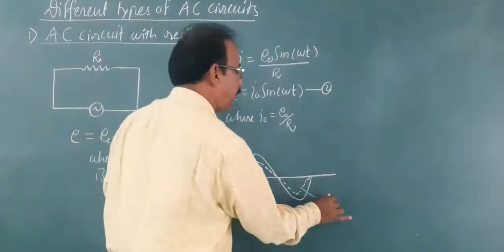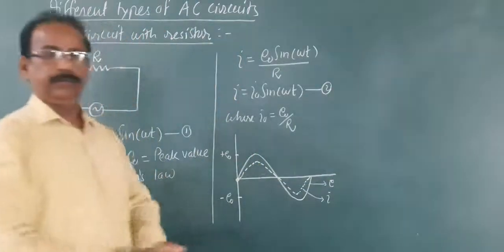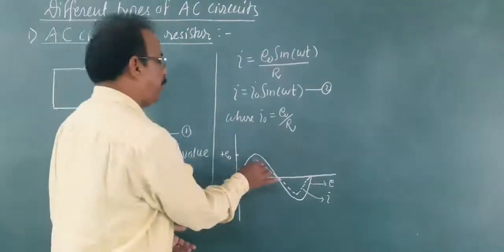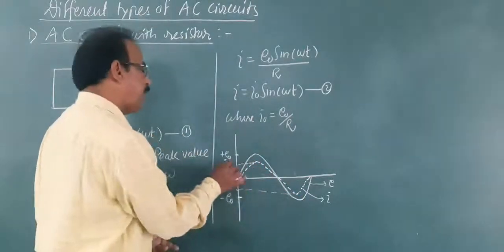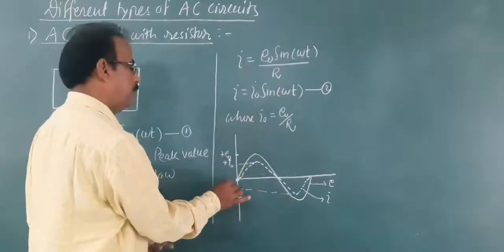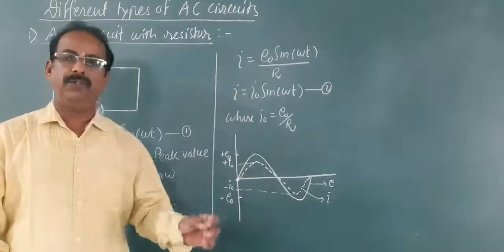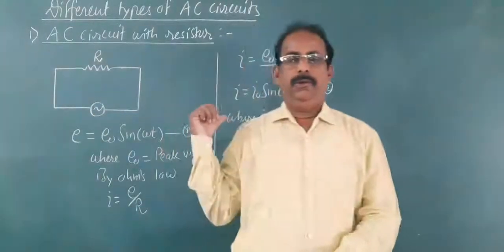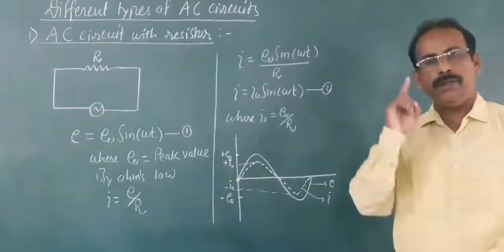This graph is for current. This graph is for EMF. Both are in the same phase. The variation of current is in between two values, plus I0 and minus I0. From this graph we can say that the EMF and current are in phase.